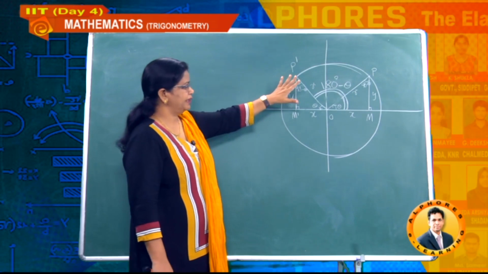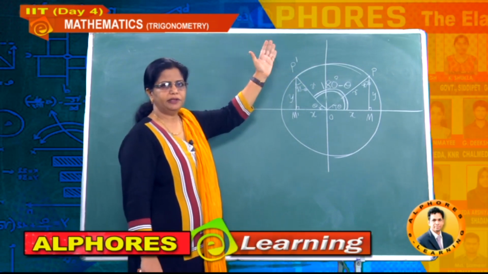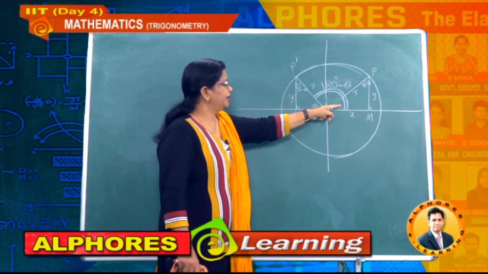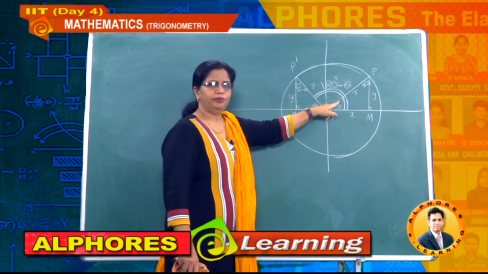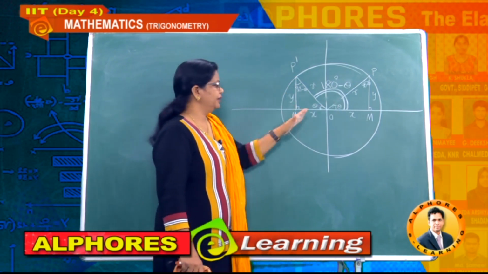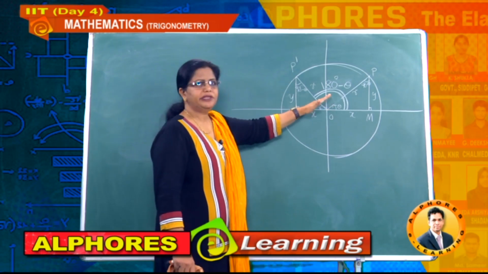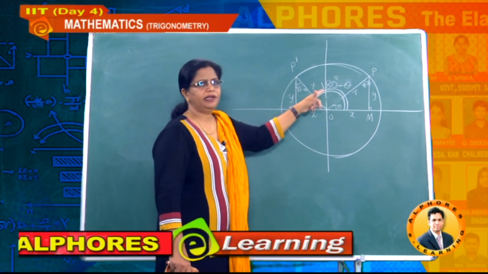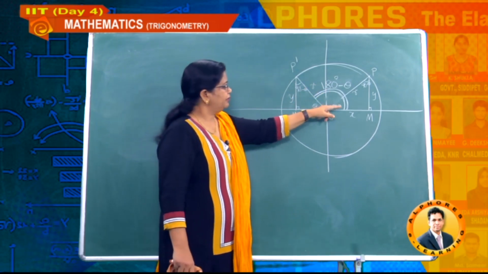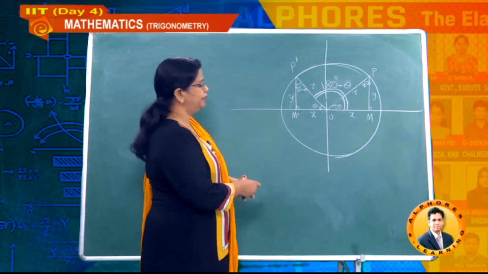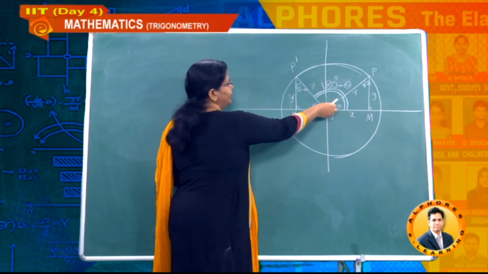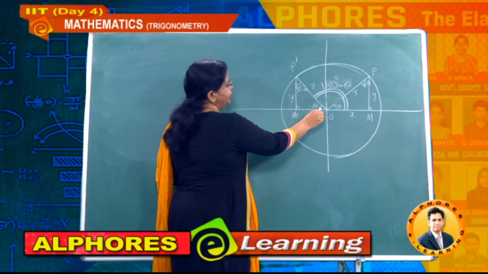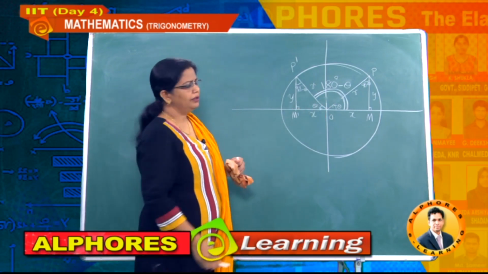Same circle, same point P of x comma y. See this diagram. Now I have rotated the same line OP, just like previously. In the previous diagram we rotated exactly 90 degrees. But now I am rotating the same line OP in such a way that the leftover angle here should be theta only.